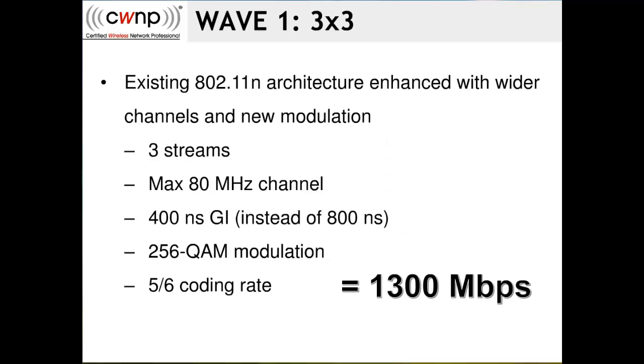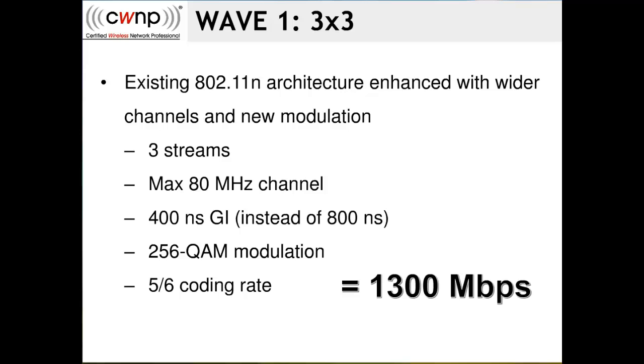So with that said, let's talk about Wave 1 and what we're really looking at here. The first thing is 3x3. The initial devices coming out are 3x3. And what does that mean? Well, it means that they have the ability to use 3 spatial streams. They're actually 3x3x3. So there are 3 receive antennas, there are 3 transmit antennas, and they can all 3 transmit and receive at the same time. Hence 3x3x3 or 3 spatial streams.